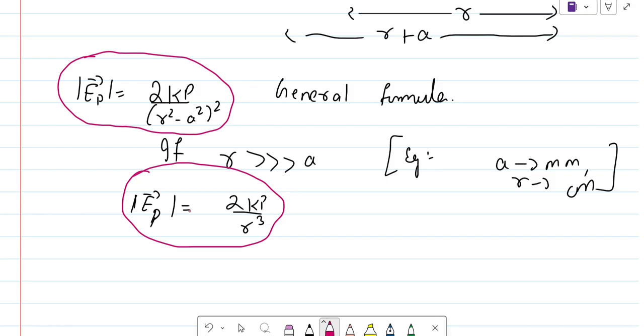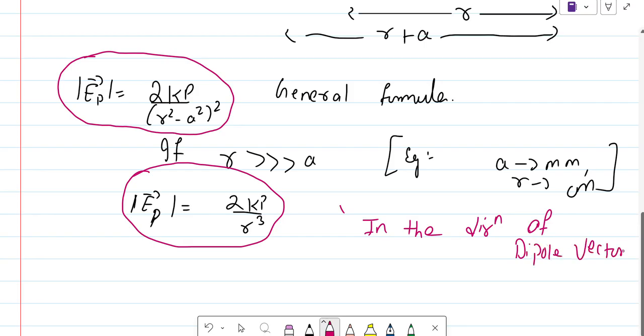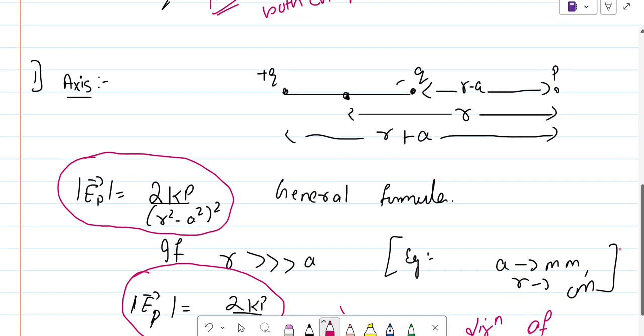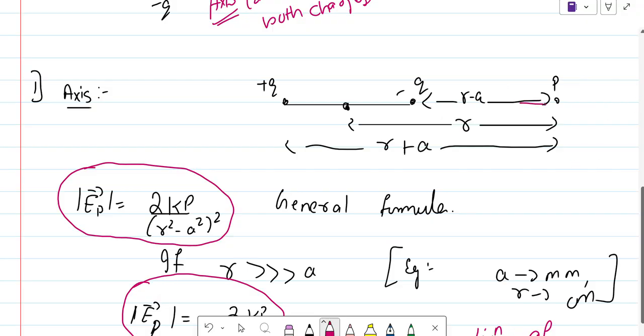Okay, so direction की अगर हम बात करें, it is always in the direction of dipole vector. सिंपल शब्दों में हमेशा इलेक्ट्रिक फील्ड नेगेटिव टू पॉजिटिव चार्ज होगी on the axis of the dipole. It doesn't matter whether you are using a general formula or the special case. मतलब डिस्टेंस जो भी हो, बहुत छोटा हो बहुत बड़ा हो, r की वैल्यू हमेशा डायरेक्शन नेगेटिव टू पॉजिटिव ही रहेगी. Okay, so the direction is always the same.